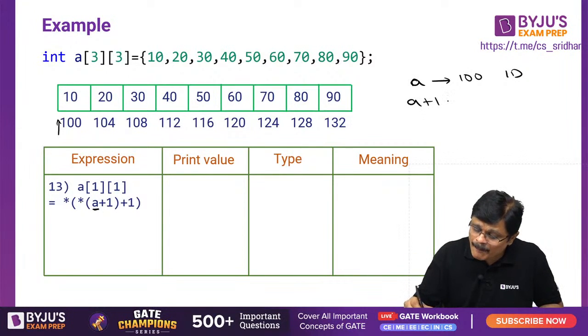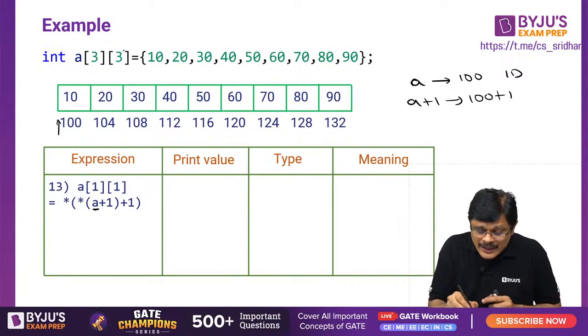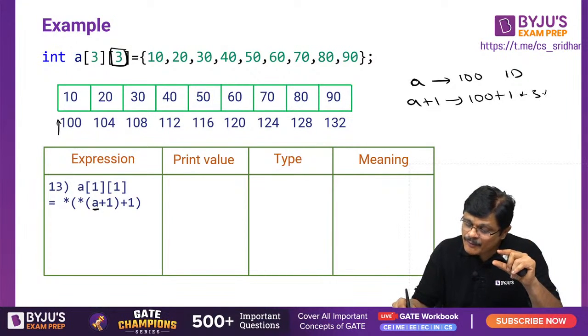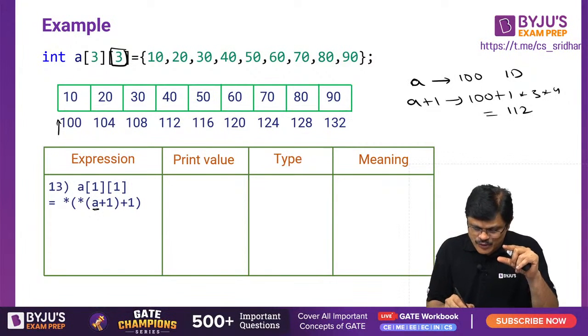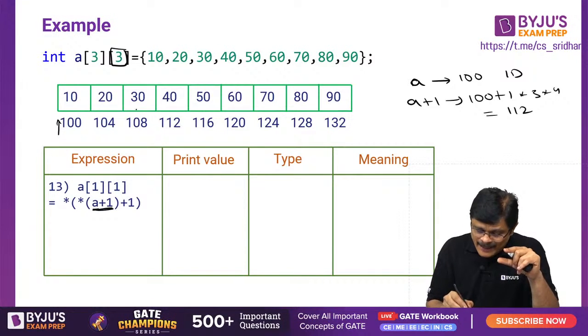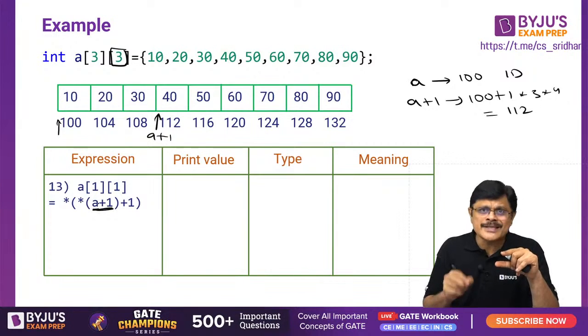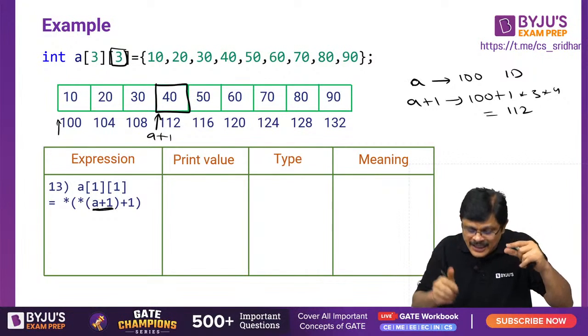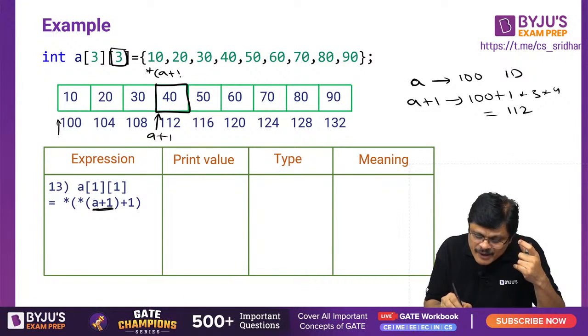So when you do A plus 1, what is happening, sir? This 1 is equivalent to, in the 1D array, how many elements are there? 3. And what is the size of each element? 4. So when you do A plus 1, it is going to give you 112, my dear friends. So this A plus 1 will give you 112. Star of that means what, sir? A plus 1 is 112, but star of this means, of course, the same location, but this time it is referring to this location only. Whereas A plus 1 refers to the entire 1D array, star A plus 1 refers to this location.